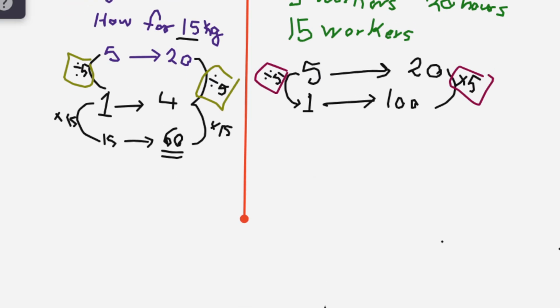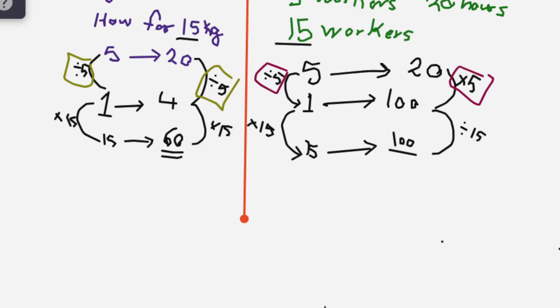Now let's do times 15 here, because the question asks us about 15 workers. That means we will divide here by 15. So what's 100 divided by 15? 100 hours divided by 15, and that should be your answer. So it's just that, 100 divided by 15.